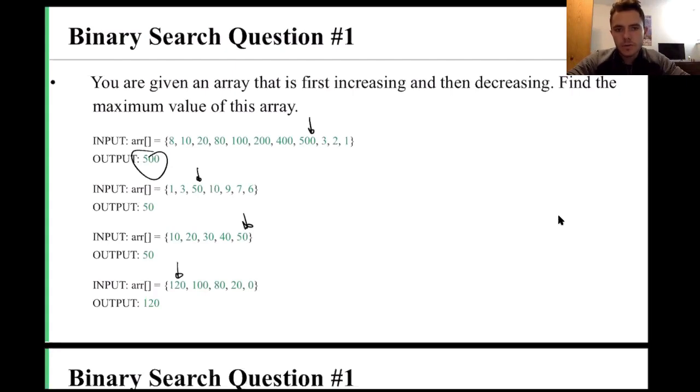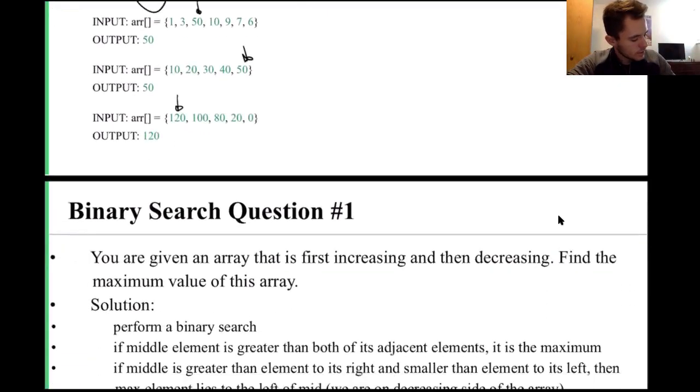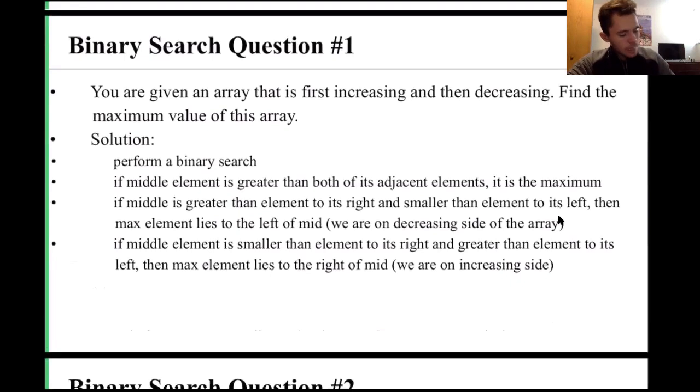So how would we go about solving this problem? Spoiler alert, the answer is binary search, right? So how are we going to do that? We are going to obviously perform a binary search. We're going to keep checking the middle element. And we're going to have a couple of different cases, right? So if we have an array here, like 3, 5, 1, say, if we check the middle element, it's greater than both of its neighbors. That means that this is the max, right?